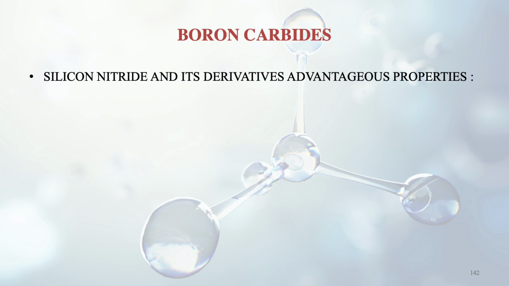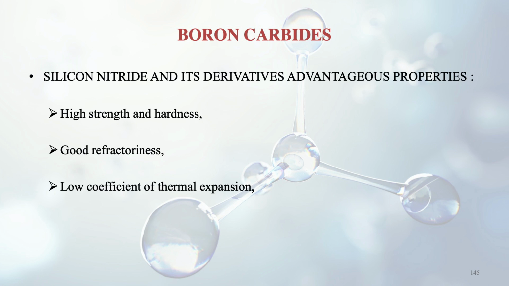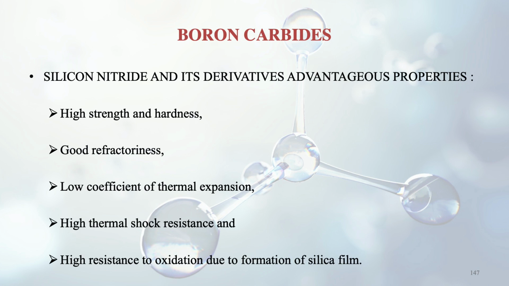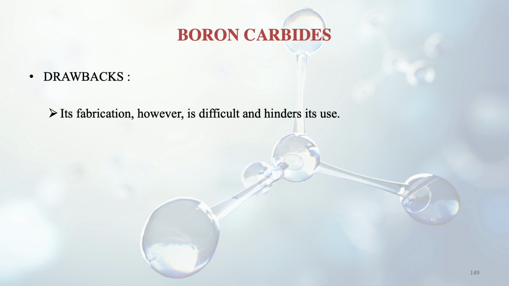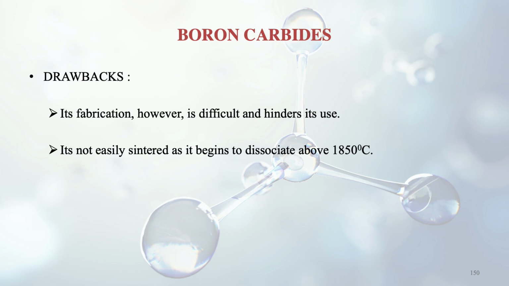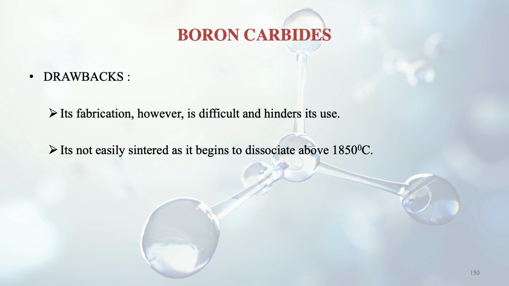Silicon nitride has certain advantages and disadvantages, and its derivatives also have advantages like high strength and hardness, good refractoriness, low coefficient of thermal expansion, high thermal shock resistance, and high resistance to oxidation due to formation of a silica film, SiO2, which we have read earlier. And what are the drawbacks? Its fabrication is difficult and thus its use is not that common, and it is not easily sintered. That means it cannot be coalesced into one. Its particles cannot be coalesced easily, and it begins to dissociate above 1800 degrees centigrade.